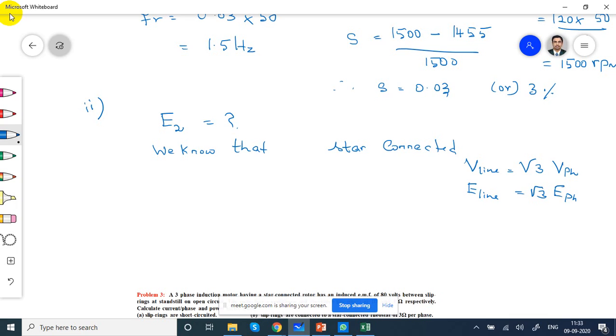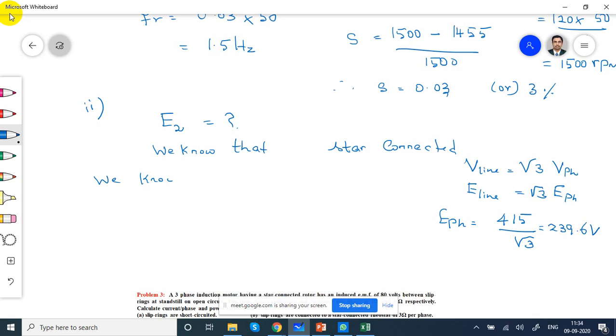We are going to calculate E phase, but we don't know the E phase value because only the line voltage is available in your problem. So E phase equal to E line divided by root 3. E line is 415, because in your question they have mentioned the machine is connected to a 415 volt supply, which is a line voltage. 415 divided by root 3, you will get 239.6 volt.